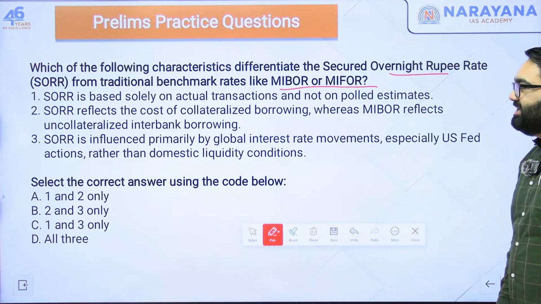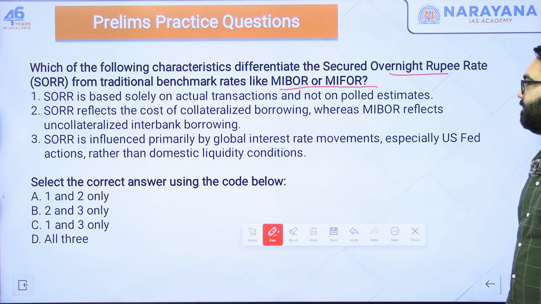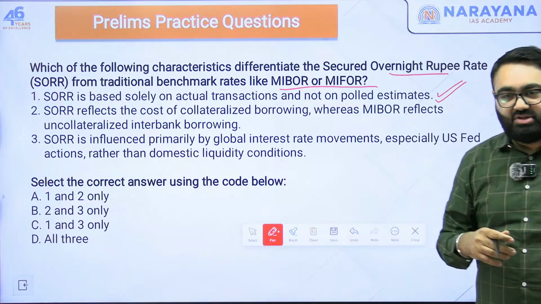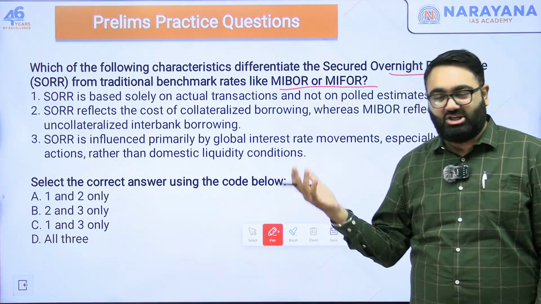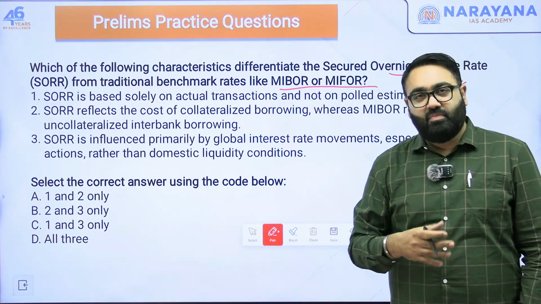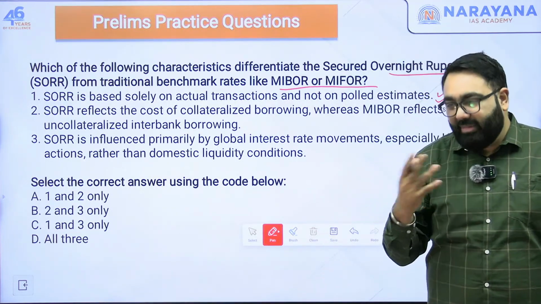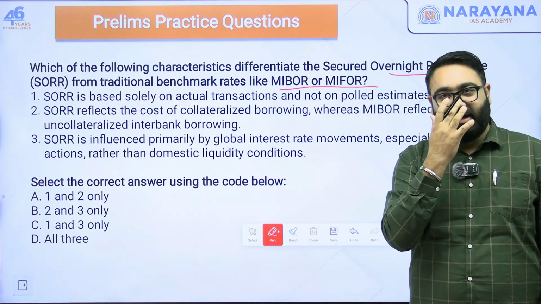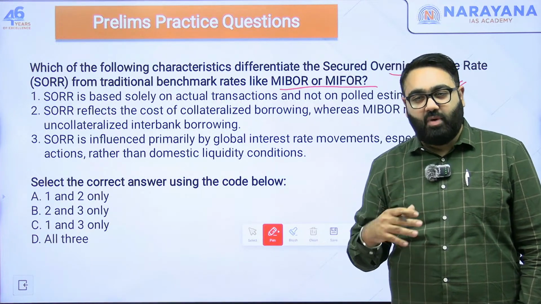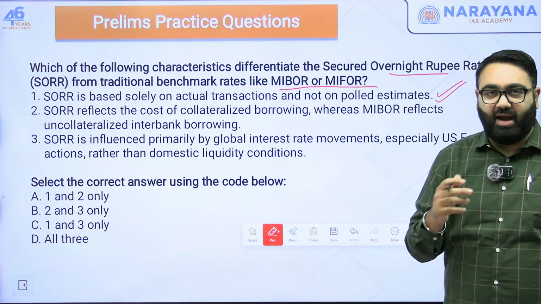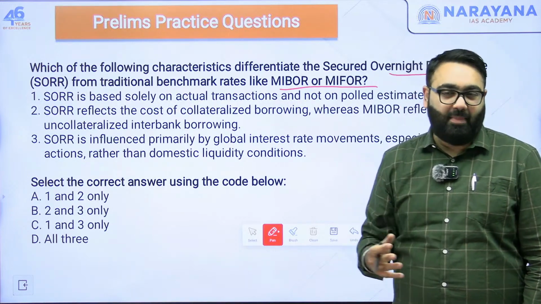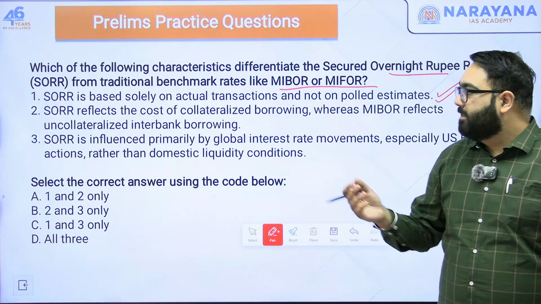First, it is based solely on actual transactions and not on polled estimates. Yes, this is the biggest takeaway from this. This is the biggest shining mark for SORR. It is based on the real transactions in the market, the rate of interest at which the government securities are being kept for borrowing, etc. That is why this is much more secure. It is not subject to any average rate that is offered by the banks. So there is no average, etc. It is something that cannot be manipulated by the banks, even if they form a cartel.